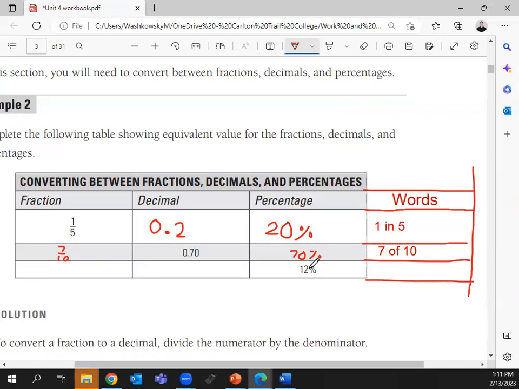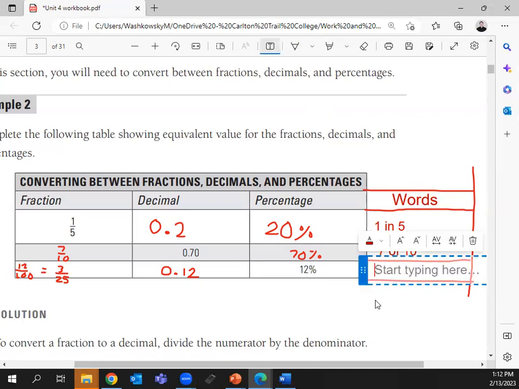Now, for this percentage, we know that's 12/100, right? But if you put that in your calculator, it's going to simplify it to 3/25. So you want to always break it down into the simplest terms. Most of the time, you want to break it down to the simplest terms. As a decimal, though, it would still be 0.12. How would you write this in words? This 12%, how would you put that in words?